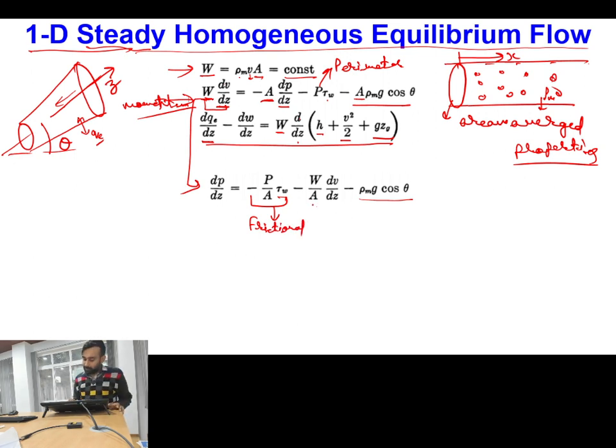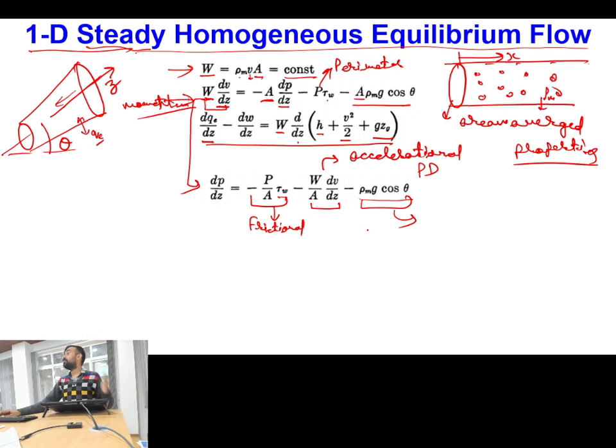Then W by A into dV by dz. What is dV by dz representing? dV by dz is representing acceleration of the fluid. Okay. So this is my accelerational pressure drop. So pressure change because of acceleration. And what is this? This is the contribution of the body force. Okay, so pressure change because of change in elevation.